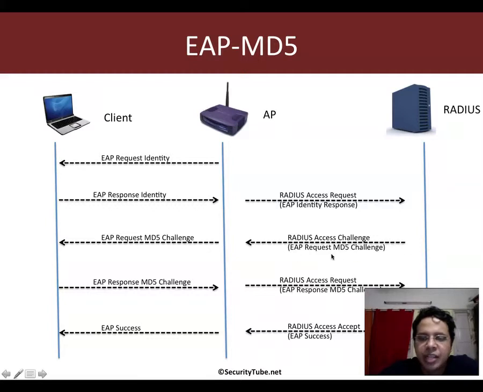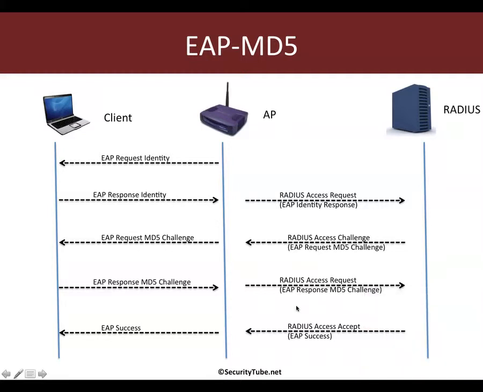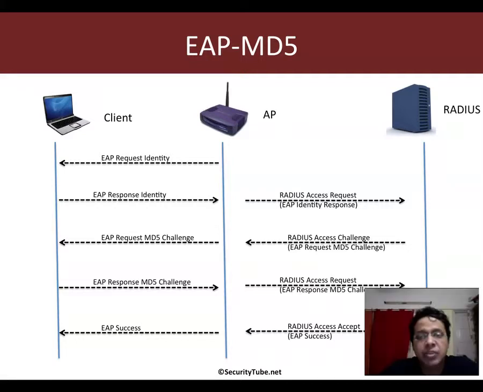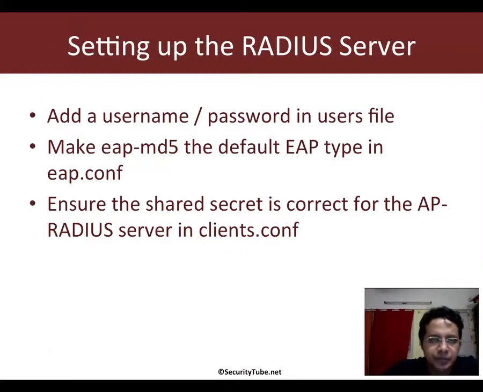Then there is a challenge exchange, which is an MD5 challenge from the radius server to the client. The client responds back to the challenge, and then finally, depending on if the client knows the correct password and the MD5 hash is correct or not, the radius server sends either an EAP success or a failure. Now, we will look at how each of these steps happen in a very fine-grained way. So bear with me here. Don't worry if the whole slide and everything was a little bit quick. We'll go through every step which is happening on these slides.